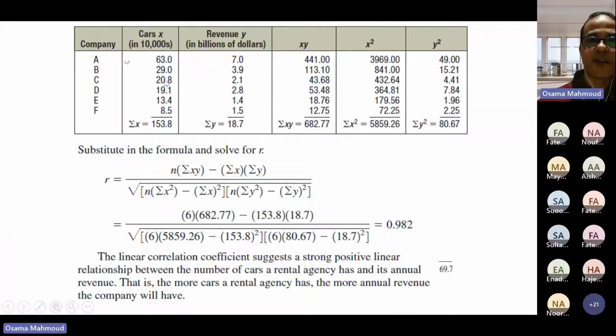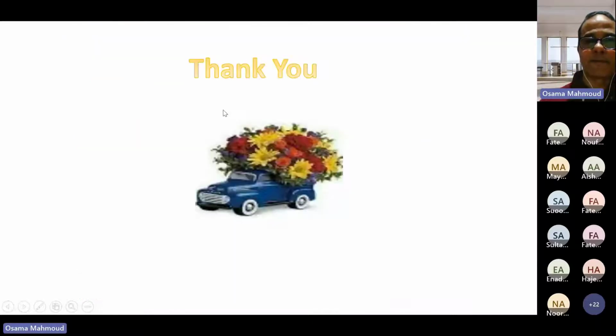How to find the correlation coefficient? This is the formula. I just need columns to multiply x by y, square x, and square y. Substituting in this formula, you will have the correlation coefficient. If the correlation coefficient equals 0.982, what does it mean? It is positive, and it is greater than 0.7, so it is a strong positive relation between x and y.